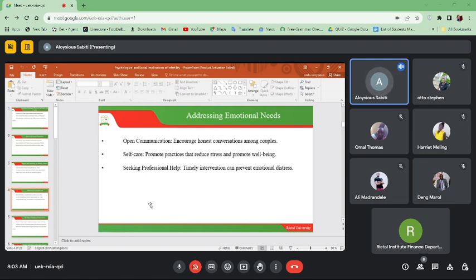But also we're looking at self-care. So emotionally, people will be strained out. So you need to be able to explain and promote practices that reduce stress and promote well-being. And this can be issues of you should be giving them advice, or you should be encouraging them to be able to have time for themselves.